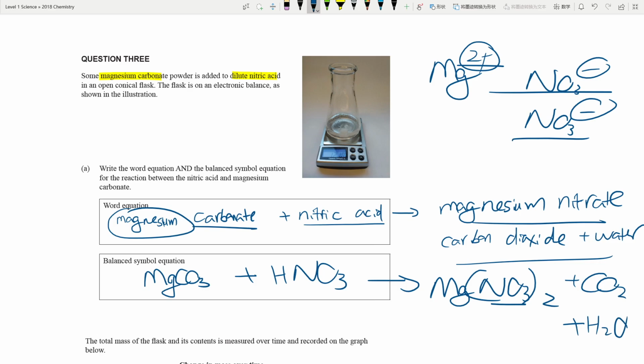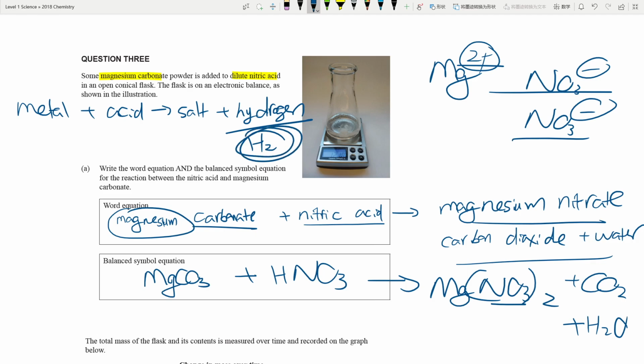Just on another side note that wasn't covered here, if you have a metal plus acid, this is irrelevant to this question, you make salt and hydrogen gas, yeah? And please, guys, for the love of God, hydrogen gas is H2, okay? Not just H. It's such a shame seeing you getting that wrong. Now, come back to this question.